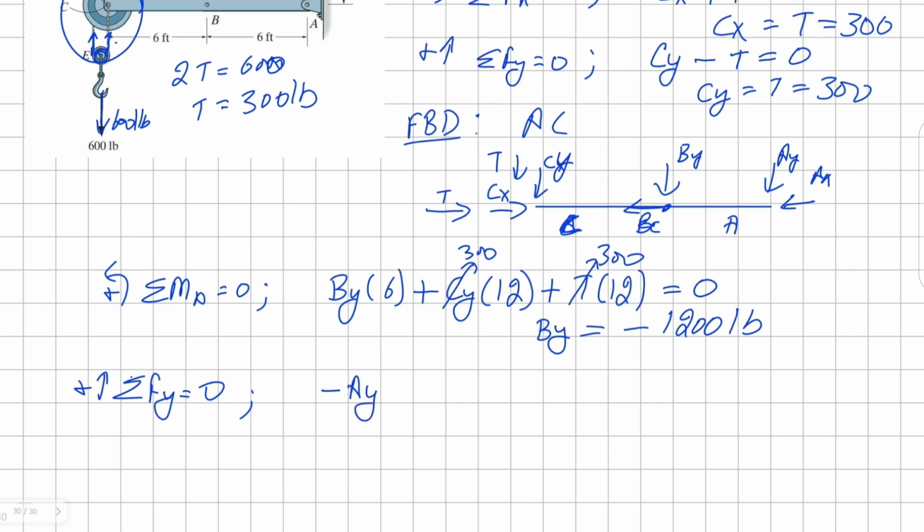Solving for Ay, we have negative By, but we also have a negative from our solution. Therefore, it will become positive. We have negative from Cy, negative 300, and then negative 300 from tension, all equals to 0. Solving for this, we get positive 600 pounds as our solution.